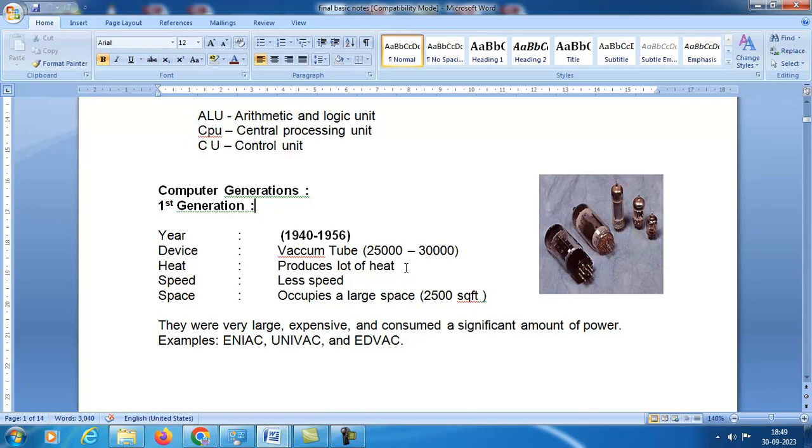The speed of the computer is very low, and it occupies a large space, around 2,500 square feet. They were very expensive, large, and consumed a lot of power. Examples of first generation computers are ENIAC, UNIVAC, and EDVAC. This is the first generation of computers.